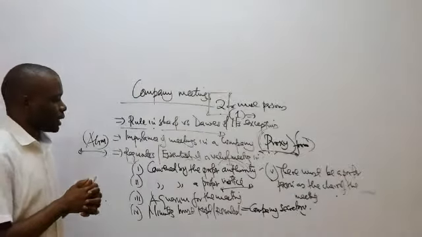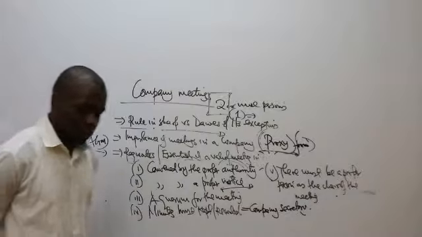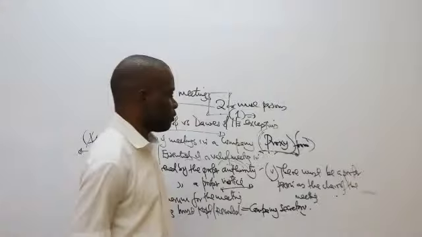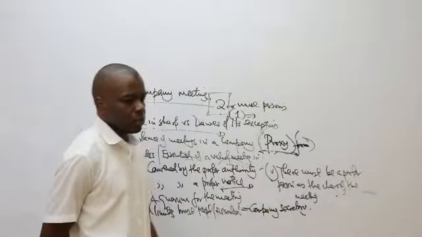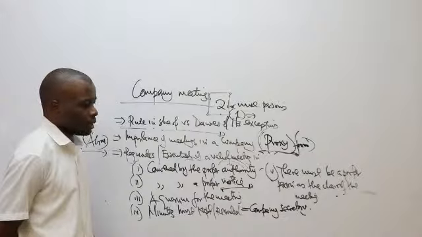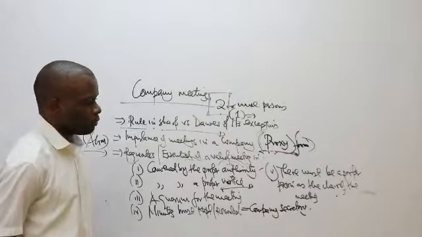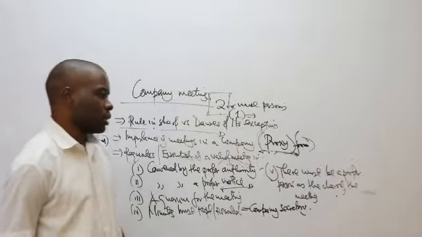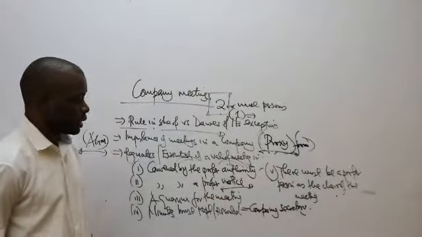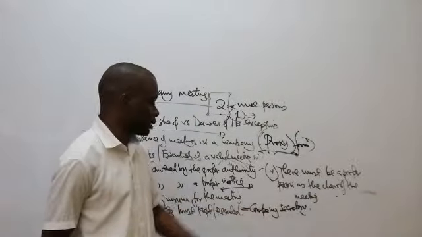So those are the requisites or essentials of a valid meeting. Just be careful with the powers and duties of the chairman. I think they are in your notes, the notes I've shared. I think I've shared all the notes up to topic number 14. So you can go through them and be keen. They normally ask very simple questions here, but you need to be very keen. The powers and duties of the chairman has been tested.